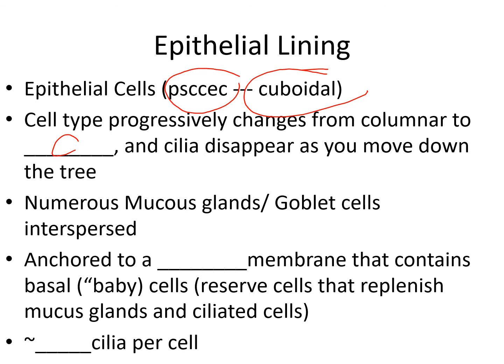To cuboidal. And then as we keep going, the cilia will disappear, right? Do you know that cuboidal does not have the cilia here, right? They're changing function. So things are starting to move and disappear because we're starting to go into an area that changes function. In this area, in the epithelial lining, we do have mucus glands, right, the submucosal glands, and we also have goblet cells, right?